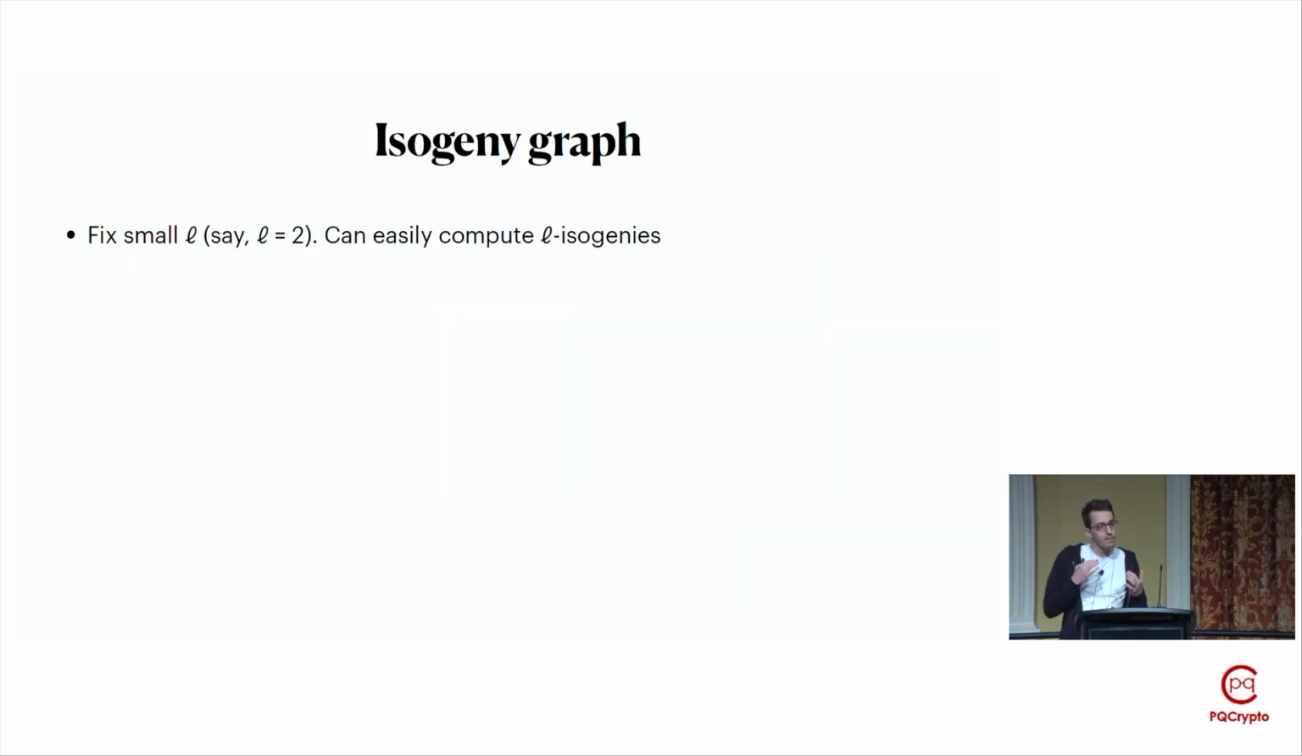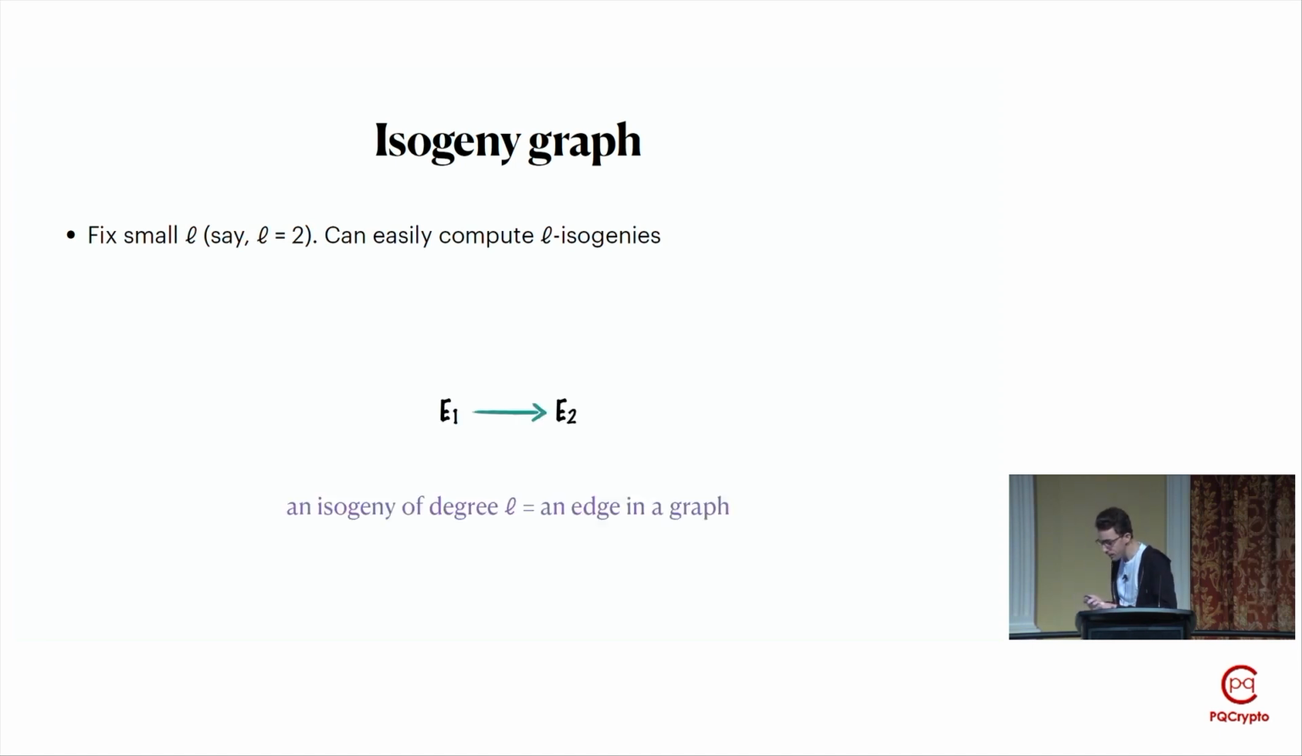Okay, we can think about these compositions as paths in a graph. Fix a small prime L, typically L equals 2. That's the case that's most commonly talked about. And an isogeny of degree 2, or of degree L, we call an L-isogeny. And you can think about L-isogenies as edges in a graph. So in your graph, the vertices are your elliptic curves, here E1 and E2, and your isogenies are L-isogenies that connect them. So it would be a directed edge a priori here.